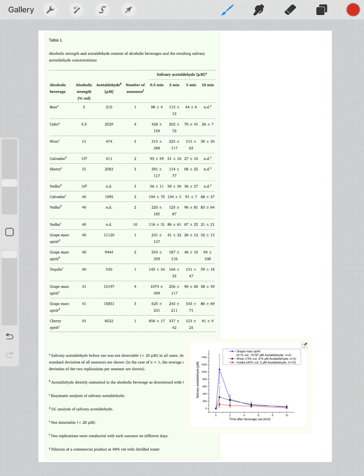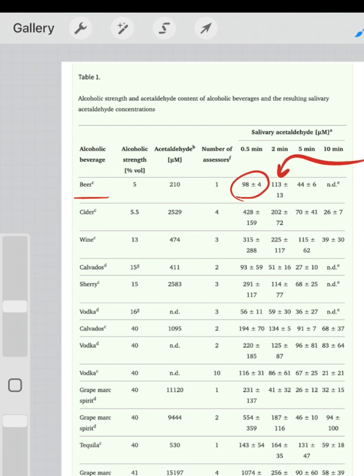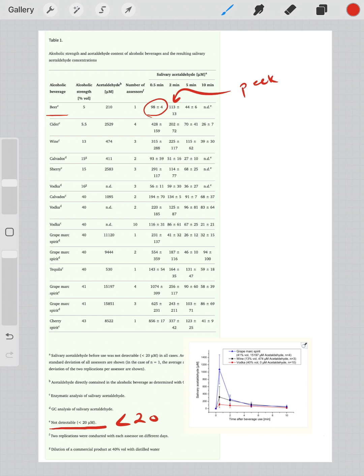Now with beer, the participants went from under 20 and skyrocketed to 98 within the first 30-second sample and peaked at the 2-minute mark. A very high variation continued regardless of the participant's age or gender. It also did not matter what alcohol was being used or the alcohol's starting acetaldehyde point. Also to note, the samples went down as the 5-minute mark hit and the 10-minute mark.